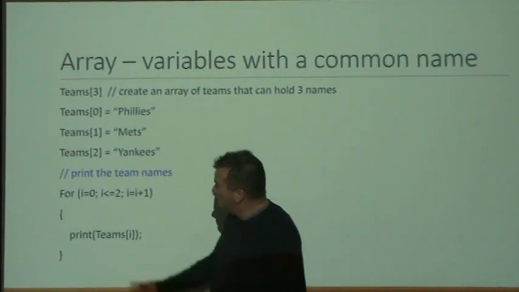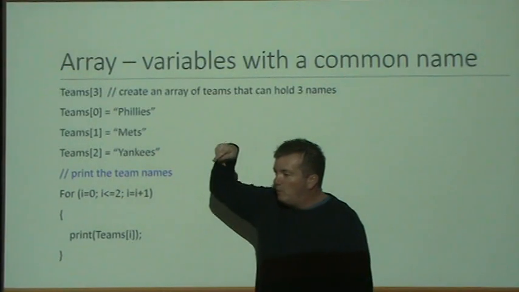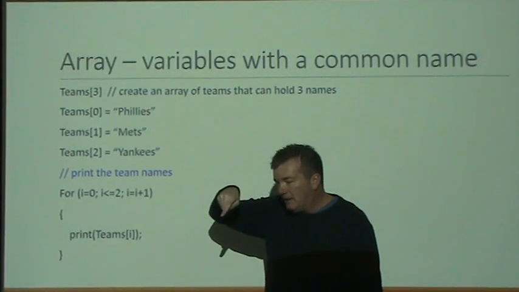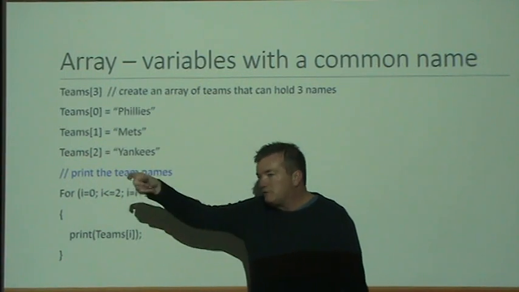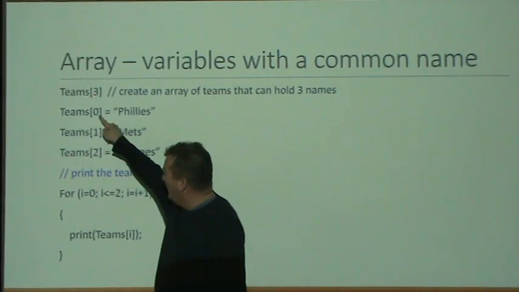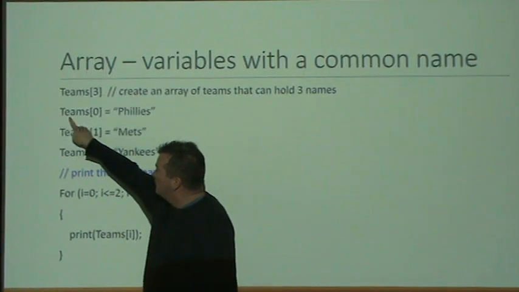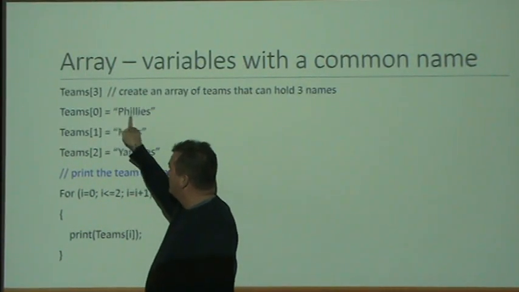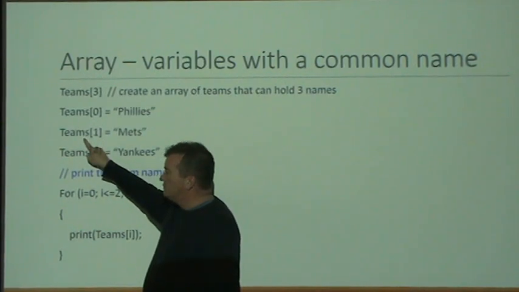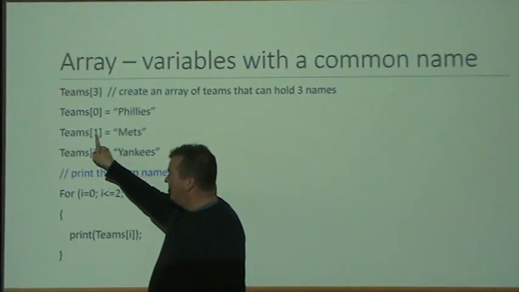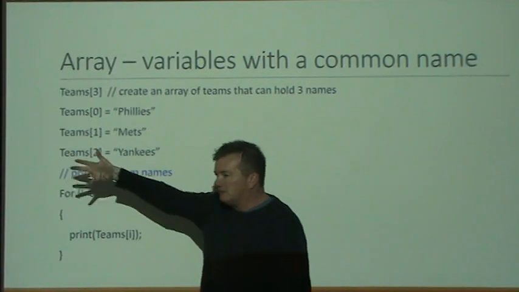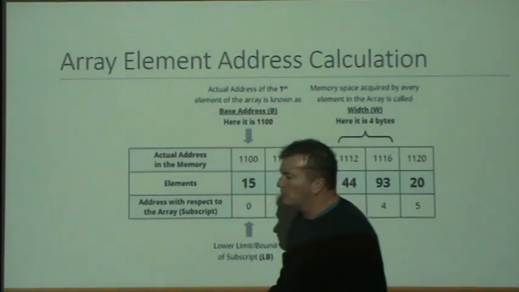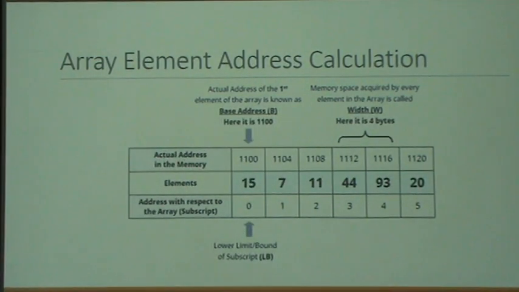Very similar to a variable. So teams would point in your memory to the beginning of the array. And then if you wanted to read elements further on into the array, you would just add 0 or 1 or 2. So you go to teams, which is the very beginning of the array, add a 0 to it, and that's where the location for Phillies is. If you want the location for the first element, you would add 1 to teams and jump over Phillies and then read Mets. So in computer storage, it might look something like this.